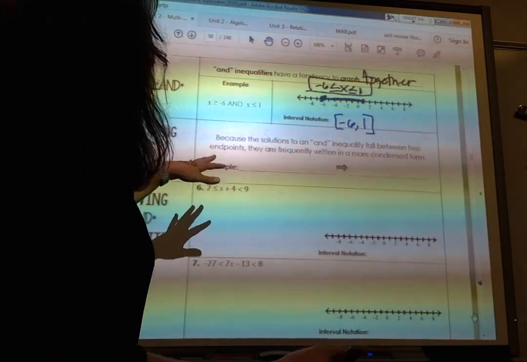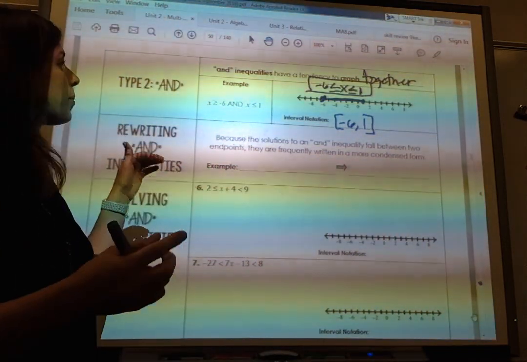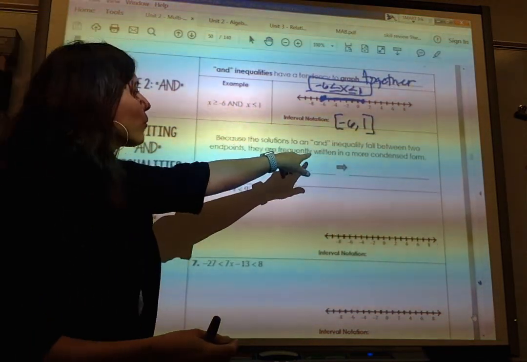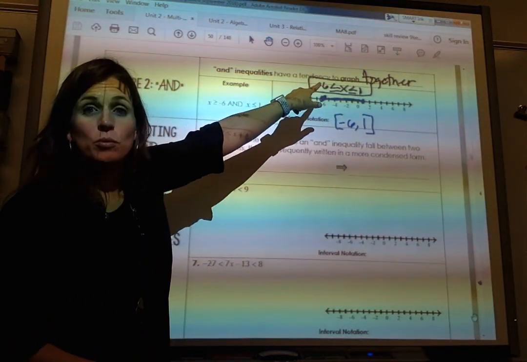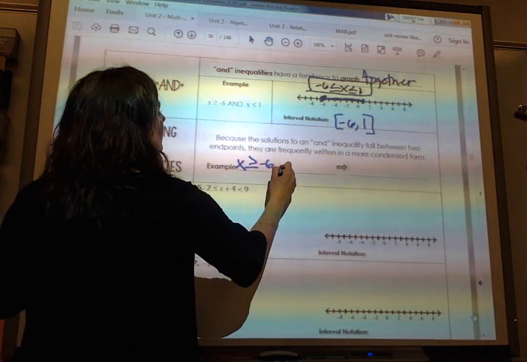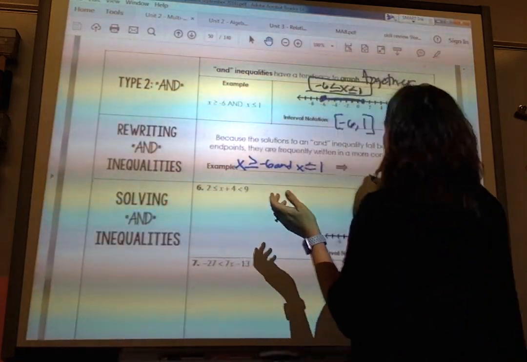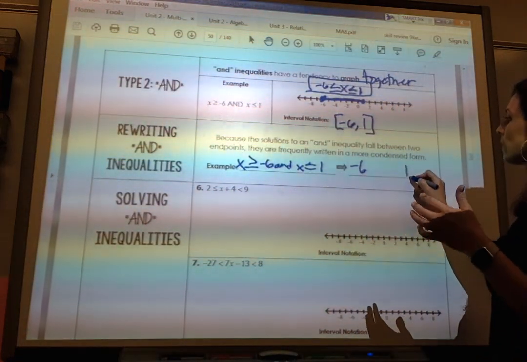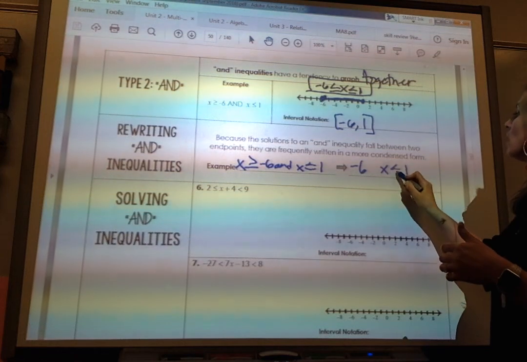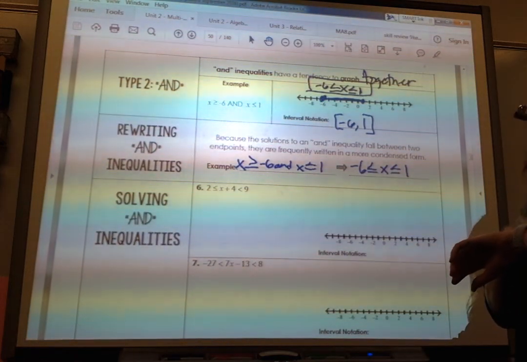So on here, we would just rewrite it. Because solutions to an and inequality fall between two endpoints, they are frequently written in a more condensed form, which is that form that I just showed you. So if you have x is greater than or equal to -6 and x is less than or equal to 1, it's going to look like this. Least to greatest, x in the middle, and bam, there it is, okay?